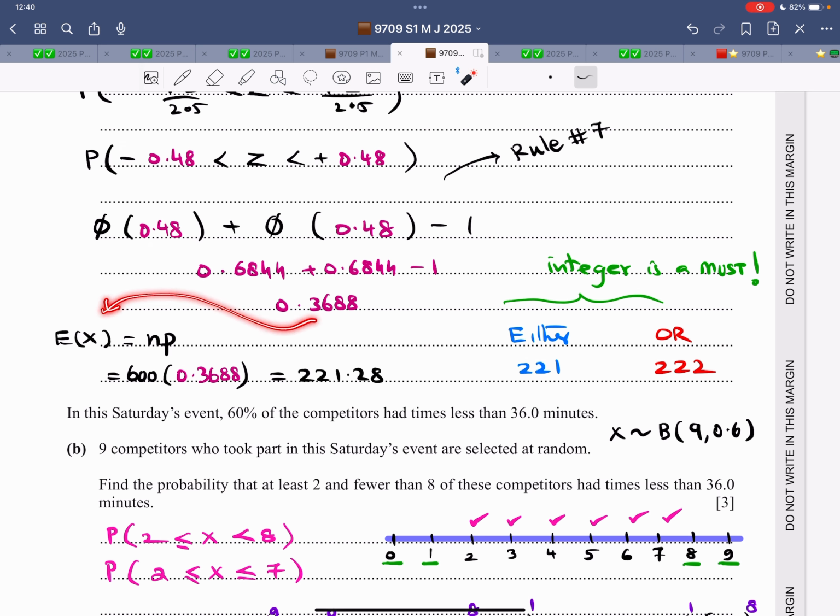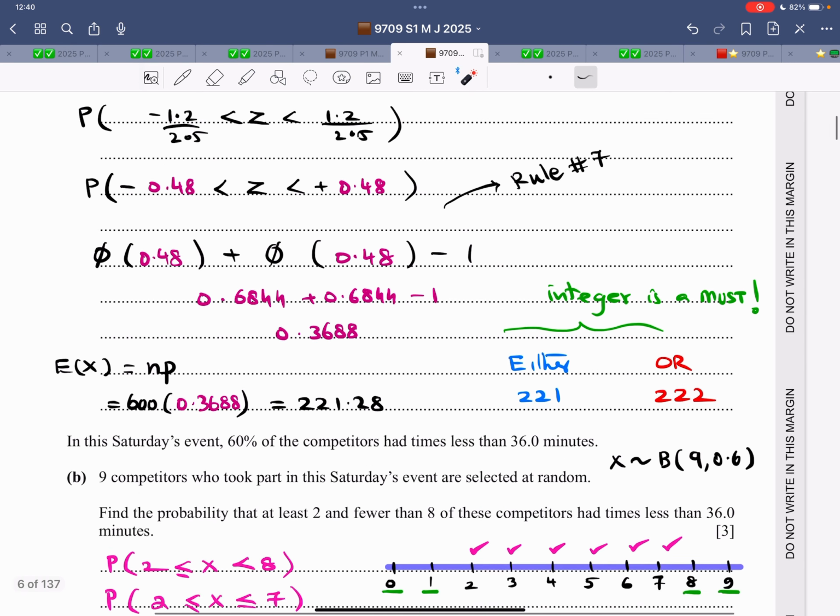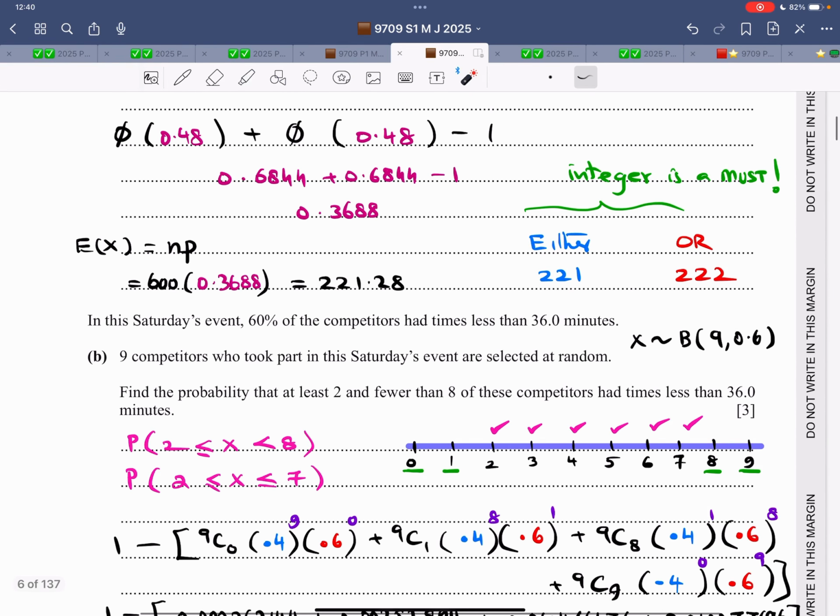It's not over yet. Of course, make a habit of reading the question once again. The examiner talks a lot about it. Expectation of X, 600 into this value, you get this answer. It's about the number of people. Rounding down is also good. Rounding up is also good. Don't leave the answer as it is, otherwise marks will be deducted.